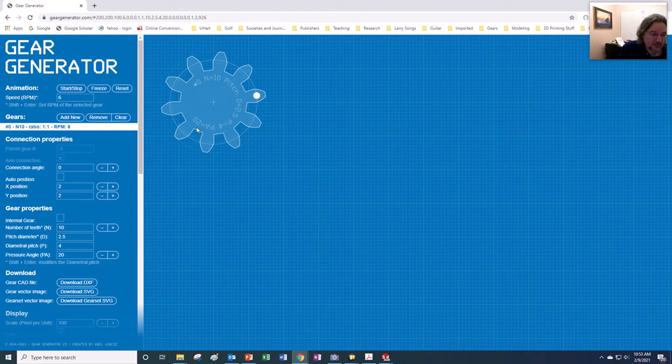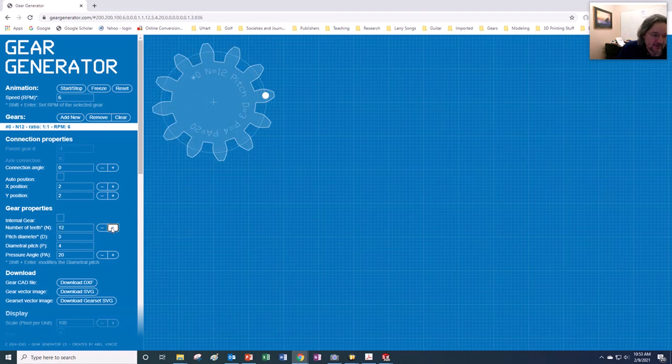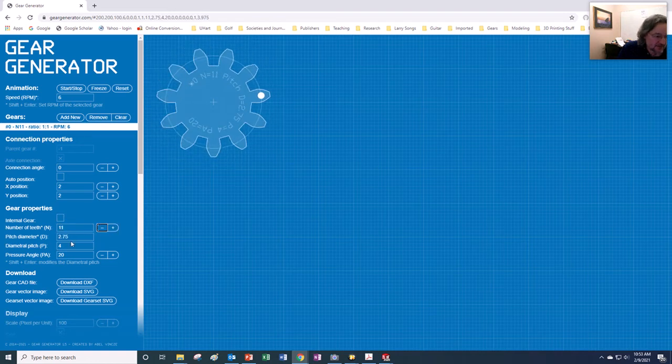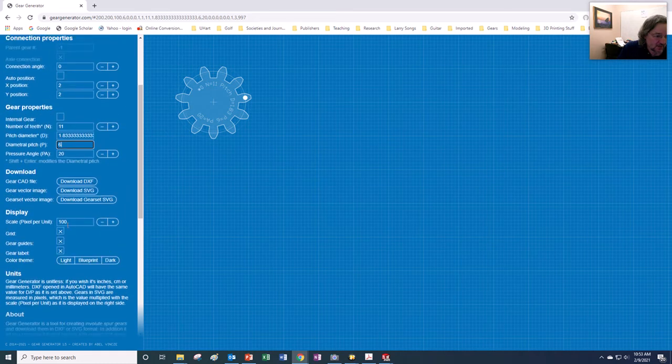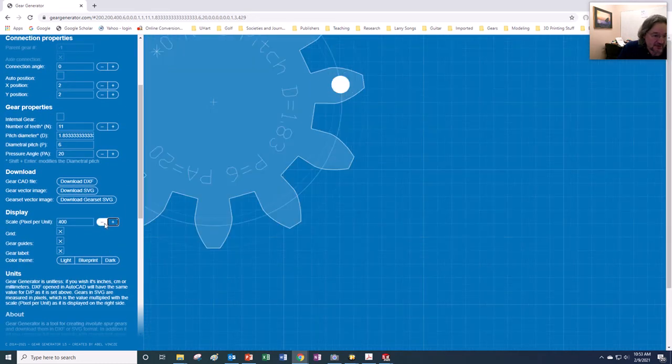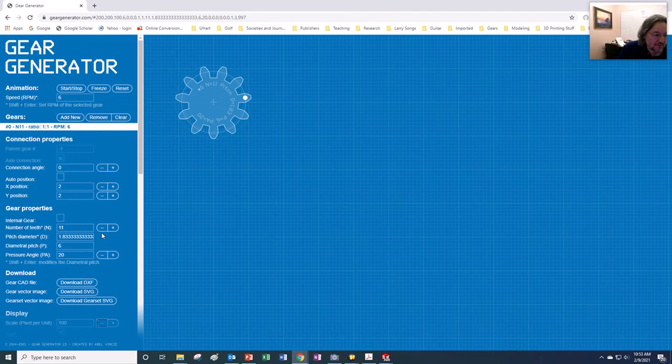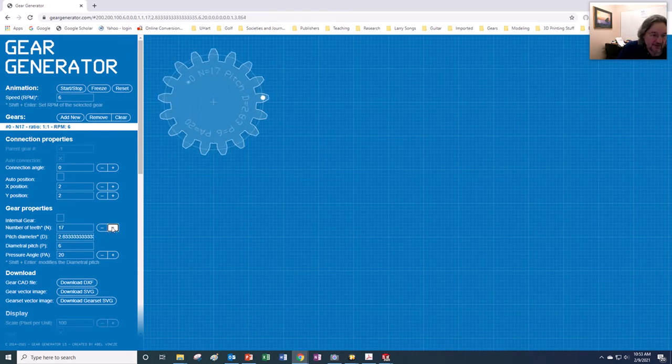So this is from scratch right here. You can see that the number of teeth is 10, and we could increase the number of teeth of this first gear. You could change what the pitch is going to be, like I can make it 6. I think I'm at 100% display; I can increase that display. But there are 11 teeth with a pitch of 6 right there.